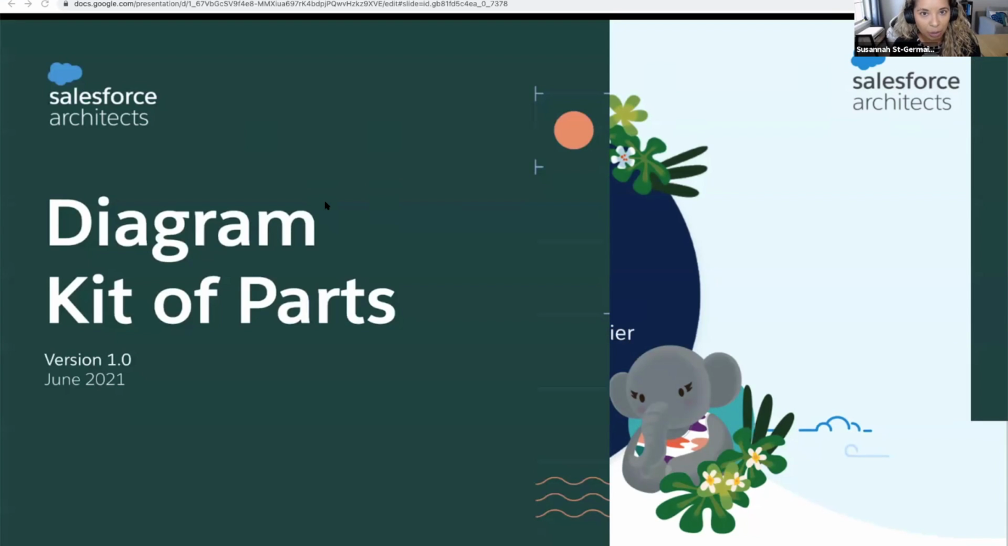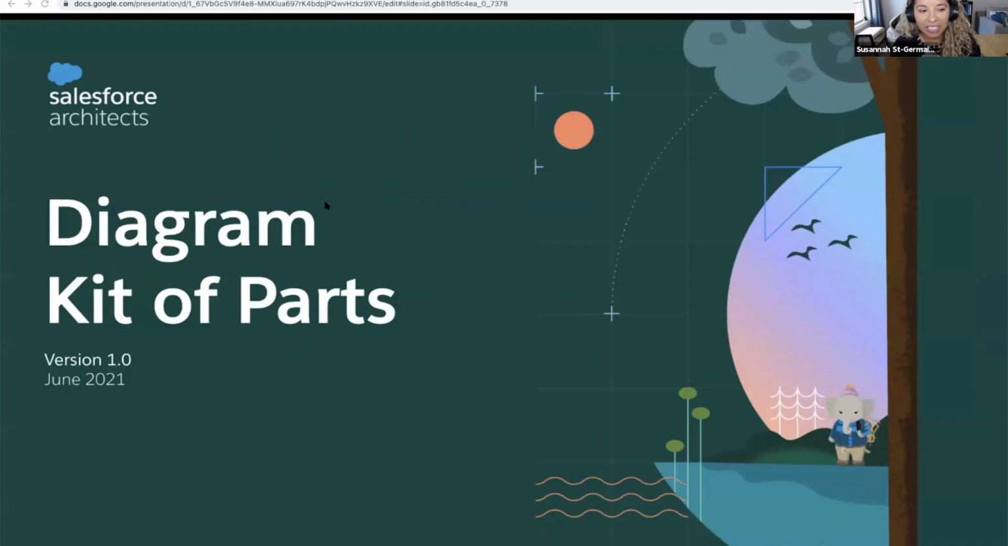So you'll see this term thrown around a lot, kit of parts. So the first thing that I will show you is what exactly is contained in the kit of parts and how you can use these different pieces to build better diagrams.